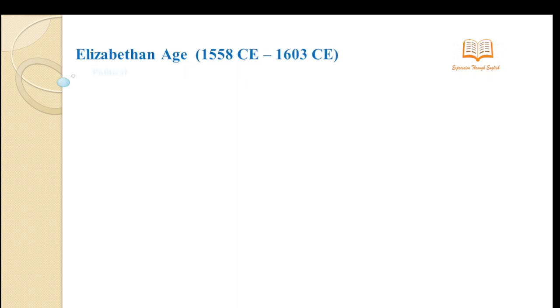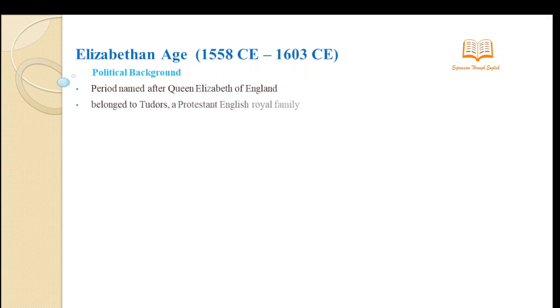Okay, so the Elizabethan Age. Let's see first the political situation in the Elizabethan Age. This period has been named after Queen Elizabeth of England. So who was she? She belongs to the Tudor family, a Protestant English royal family. She and her ancestors from the Tudor family came to the throne as a result of the War of Roses. In the notes I will also be sharing all those things.